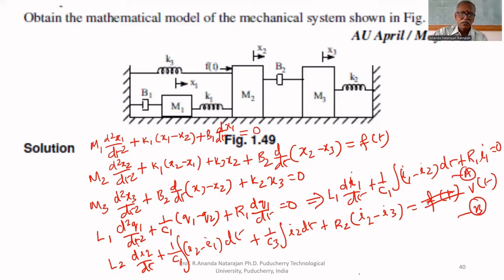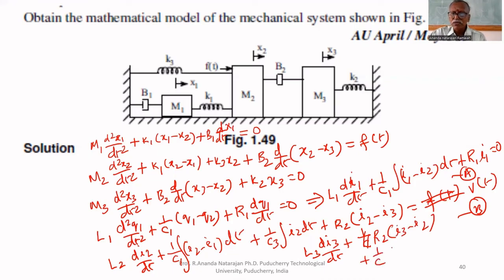Third equation, L3 di3 upon dt plus R2 (I3 minus I2) plus 1 by C2 integral of I3 dt equal to 0. Time is up, one minute. We write the third equation and finish.